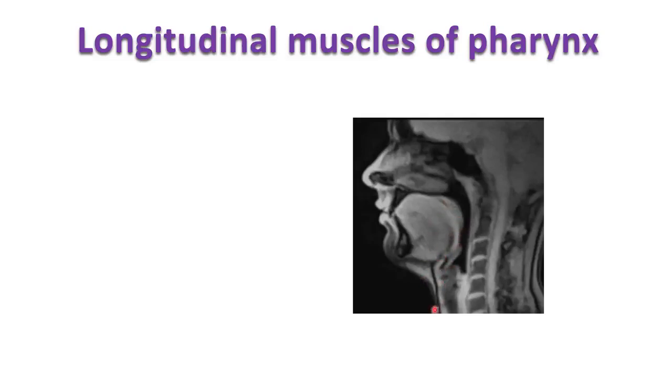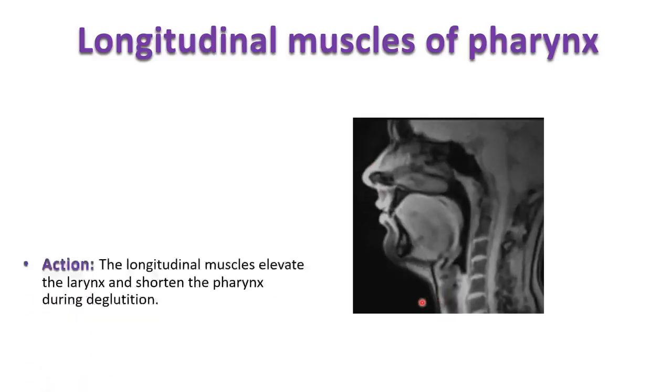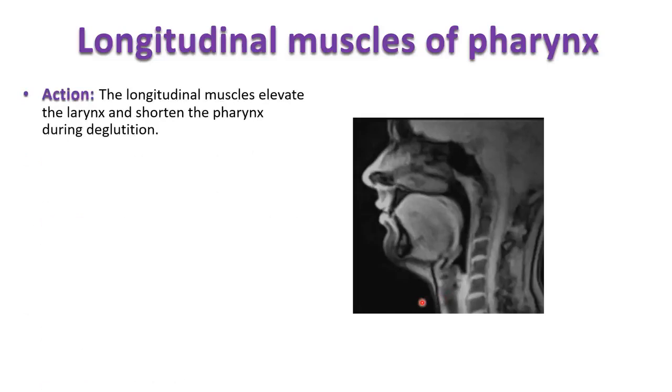When the bolus of food is passing, the larynx is elevated, which is mainly by the longitudinal muscle of the pharynx. So food is there. Yes, the larynx goes above. Okay. So the longitudinal muscles elevate the larynx and shorten the pharynx during deglutition.